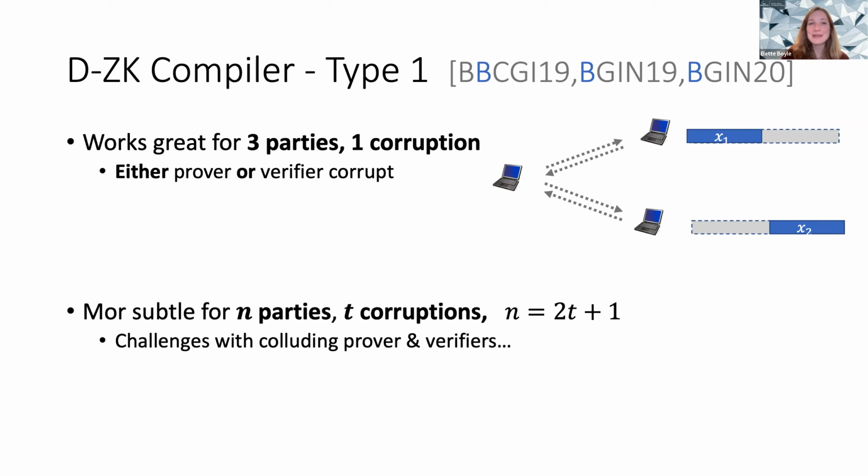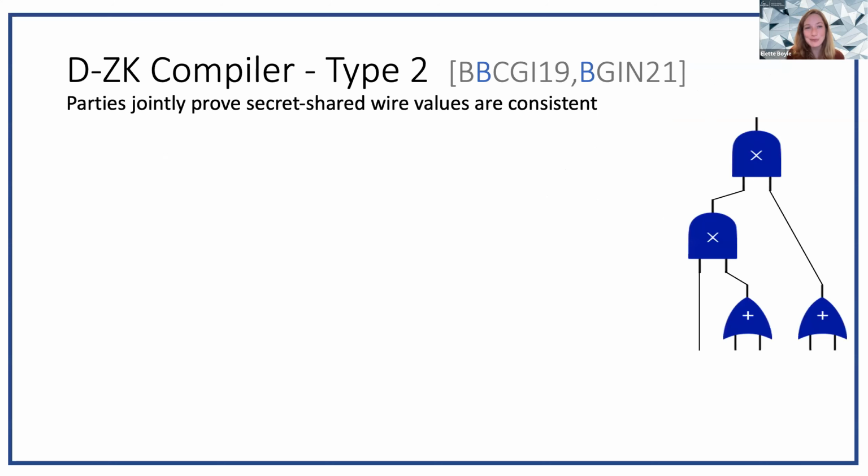It turns out actually we can still get type 1 compiler to work in this setting, but that only came about a little bit later. But because of this challenge in the original work and follow-ups, this kind of led us to build a different type of compiler. Okay, and this I'm going to refer to as type 2.